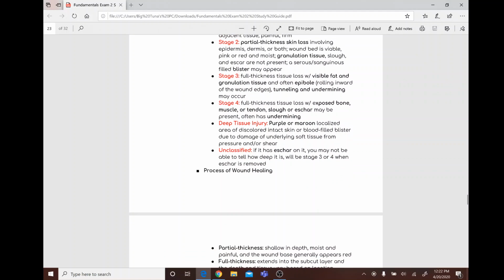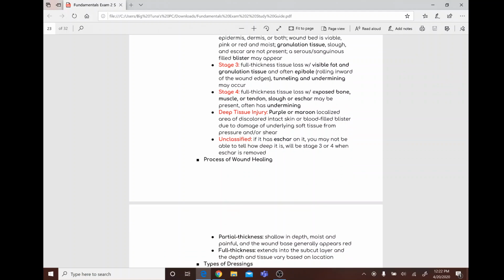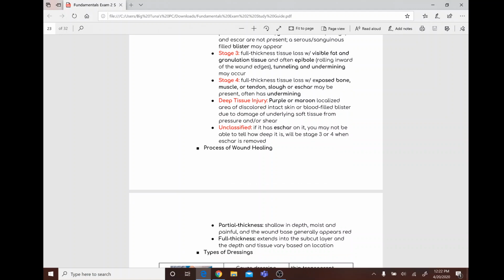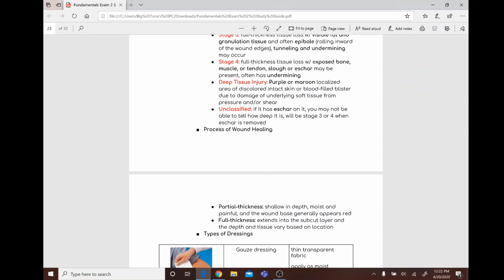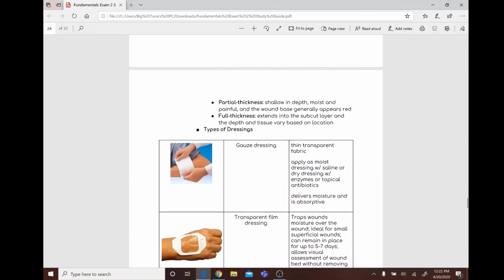What is a deep tissue injury? Purple or maroon, localized area of discolored intact skin or blood-filled blister due to damage of underlying soft tissue from pressure and/or shear. What is an unclassified pressure ulcer? If it has eschar on it, you may not be able to tell how deep it is. It will be stage 3 or 4 when it's removed.